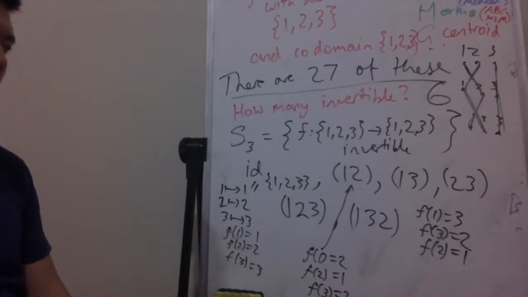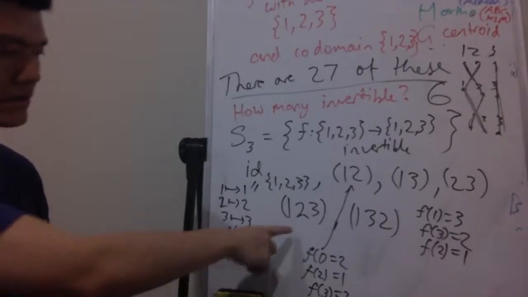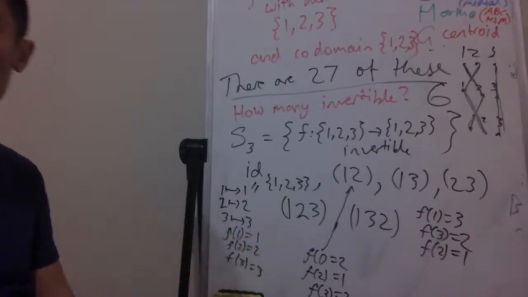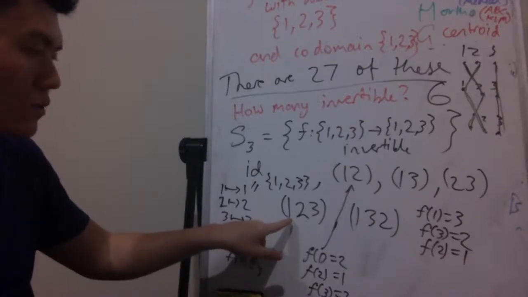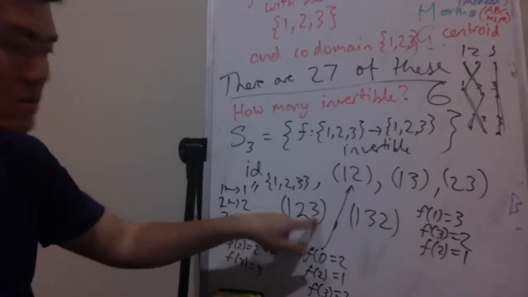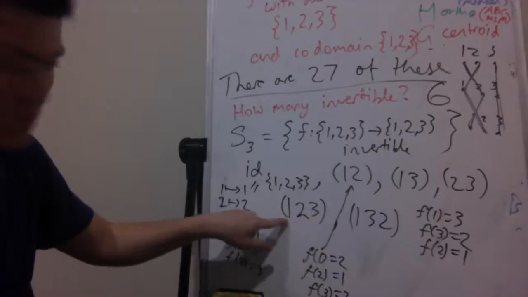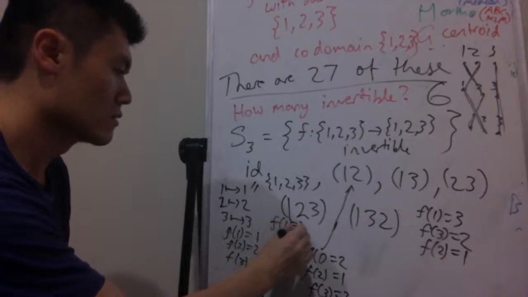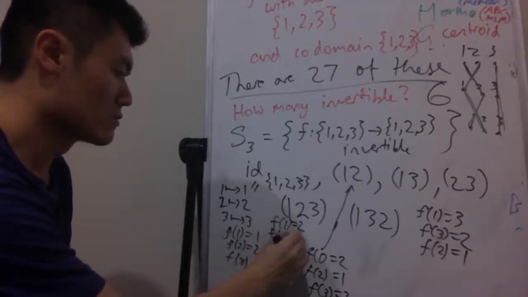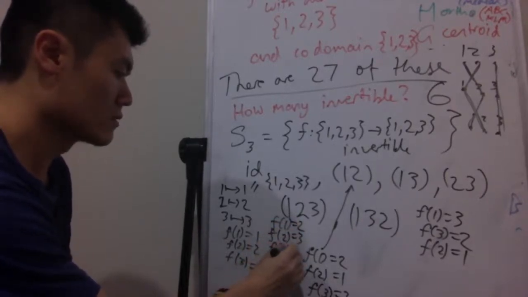Yeah? So these are their own inverse. And did you already say the inverse of these? Wait, no, how do you... I still don't get how you read that. How to read this one? Yeah. So 1 goes to 2, 2 goes to 3, and 3 goes back to 1. So it's like f of 1 equals 2, f of 2 equals 3, and f of 3 equals 1.